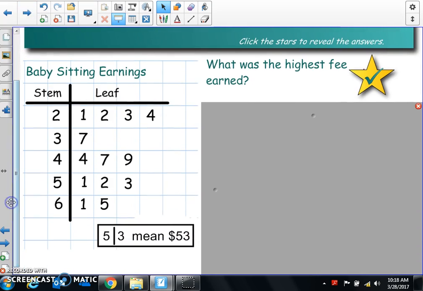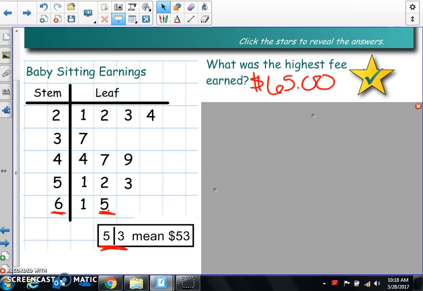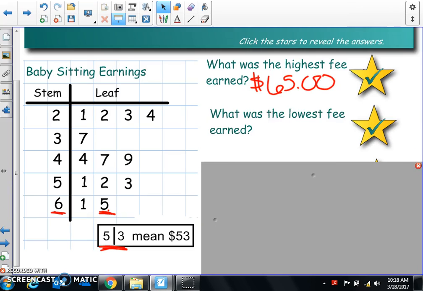All right, one more for stem and leaves. It says, what was the highest fee earned? So once again, we got to look at this key, y'all. 5-3 means $53. So what was the highest fee? 65 is the biggest one, so $65. What was the lowest fee earned? All right, we look up at the top. 21 is the smallest number, so that's $21.